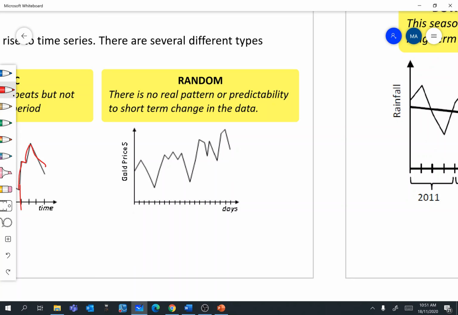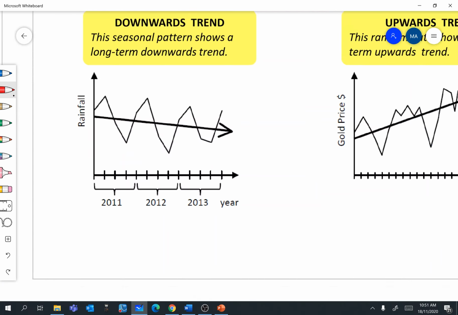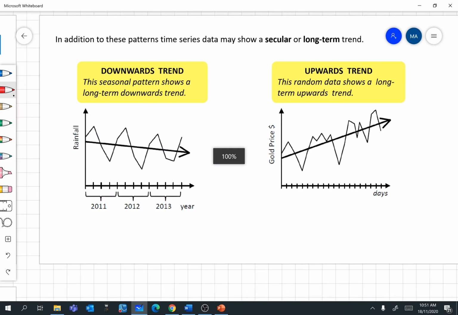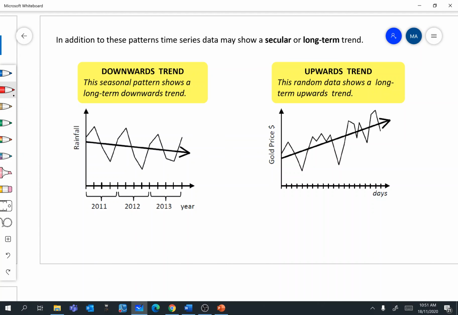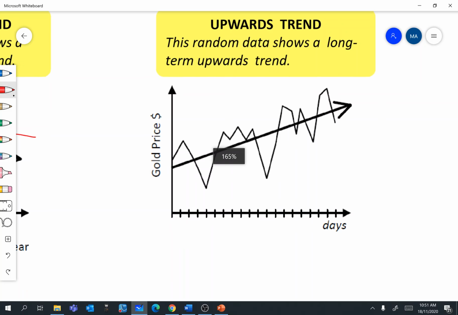The other thing that we need to be able to determine is whether we have an upwards or downwards trend. That's simple enough. We can see here that if we line up the peaks of this repeating pattern, this seasonal pattern, it goes in a downwards trend, and same with the troughs, maybe not that last one, but overall we've got this downwards trend, and a random but upwards trend on the side here.